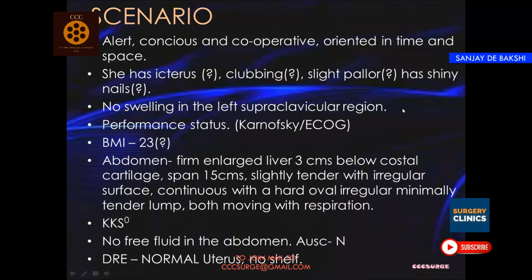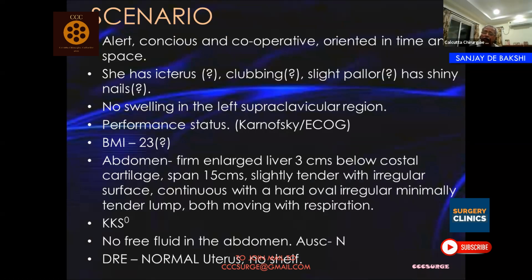Virtuous lymph node. What is it? It lies between the two heads of the sternocleidomastoid. So it's not classically a supraclavicular lymph node. Okay, remember that. Performance status, Karnofsky and ECOG, you cannot get it wrong.